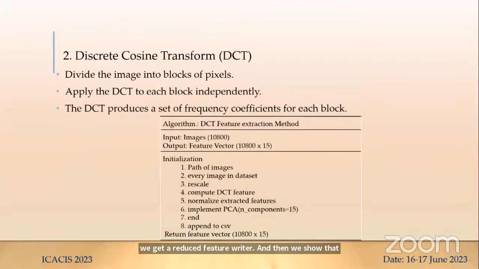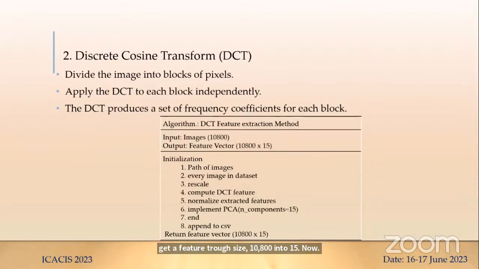Discrete cosine transform divides the image into blocks of pixels, and then it applies the DCT to each block independently, and then the DCT produces a set of frequency coefficients for each block. Below is the algorithm for the same. First of all, we take all input images, that is 10,800, and the output of this algorithm is a feature vector of size 10,800 by 15.